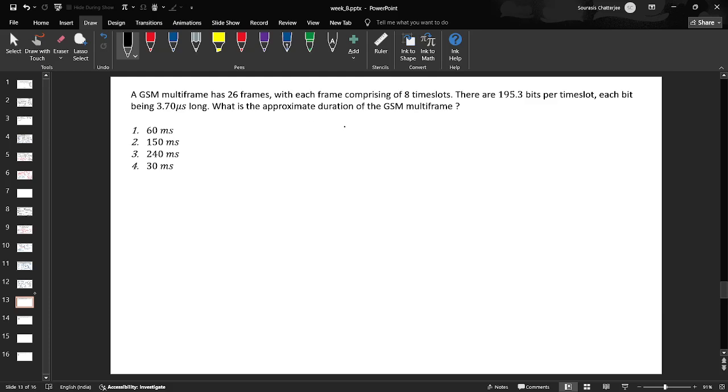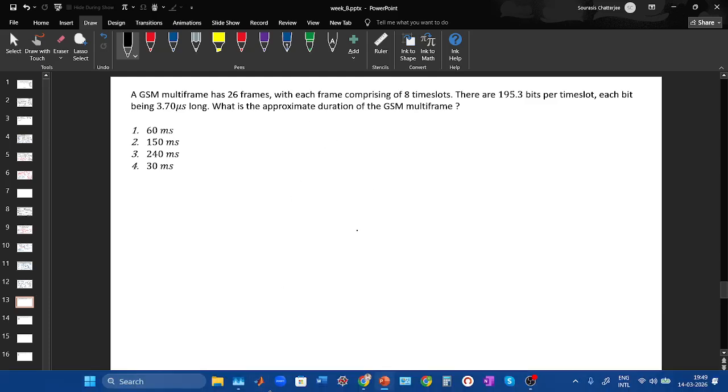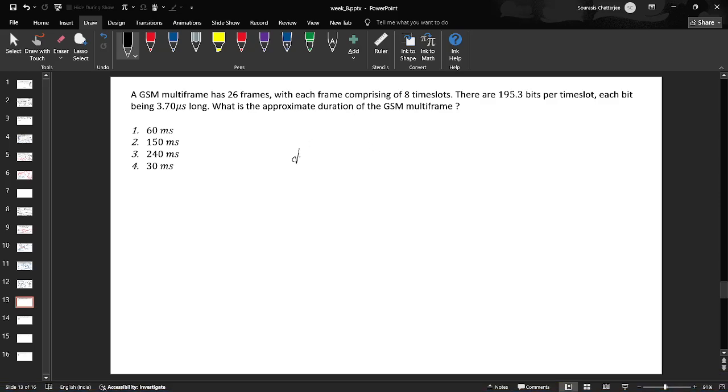Here we are asked: a GSM multi-frame has 26 frames, each frame has 8 time slots, there are this many bits per time slot, and each bit has this much duration. What is the approximate duration of the multi-frame? Actually this duration is quite straightforward to calculate. You are given everything. So a multi-frame contains 26 frames, each frame has 8 time slots, in every time slot you have 195.3 bits, and each bit is 3.7 microseconds long.